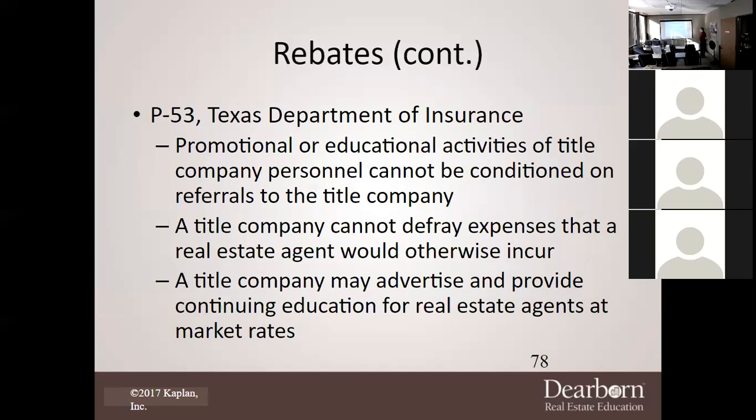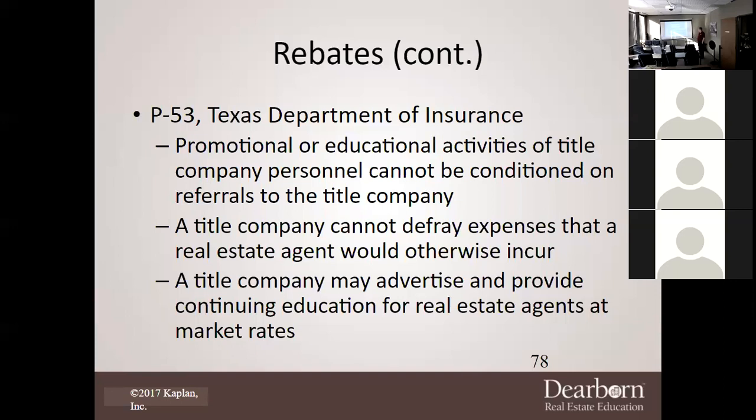It also, what's called P53 of the Texas Department of Insurance, promotional or educational activities of title company personnel cannot be conditioned on the referral of the title companies. A long time ago, Travis started a title company, and he'd say, hey, Miss Linda, if you send all of your agents to us and all of them refer business, we will take care of them in their education. We'll pay for their continuing ed, we'll take care of all that. You just refer them to us and all their clients come to us. Can't do that anymore, okay? They have to do it without conditions.